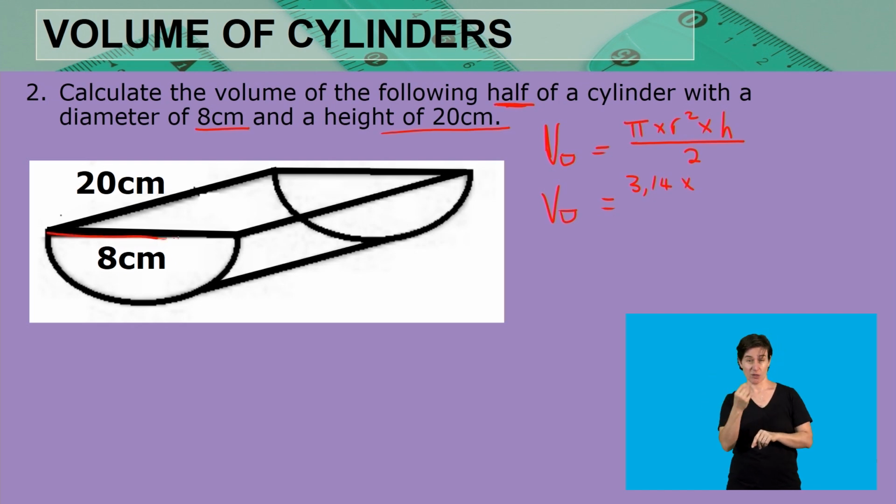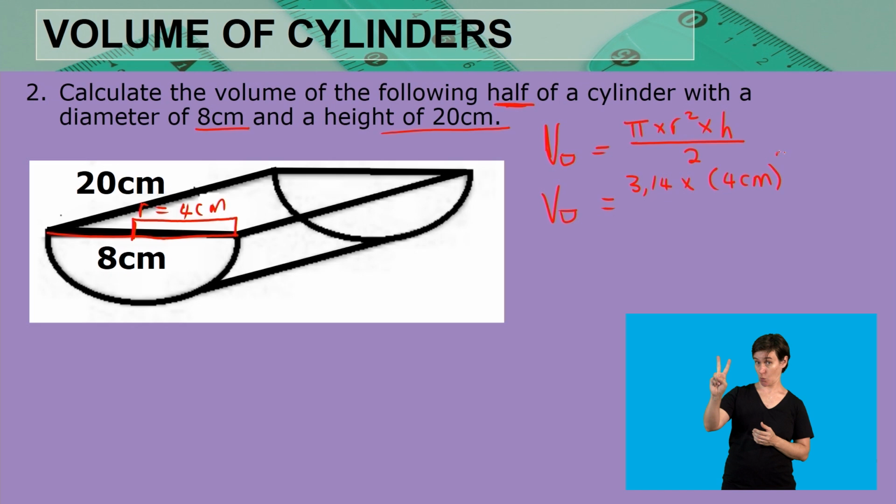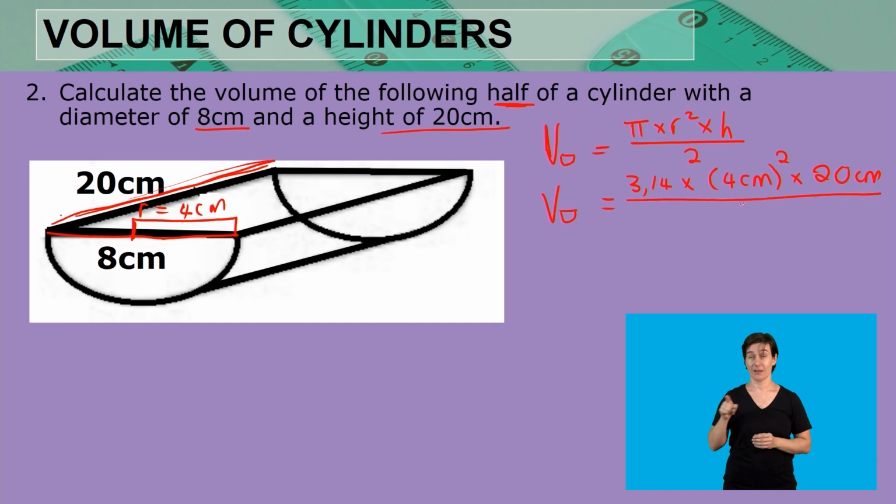Now, in our question, we have been given the diameter, and as we know, the radius is half of the diameter. So if that diameter there is 8 centimeters, which means the radius will be 4 centimeters. So that's the value that we are going to use in our formula, and that is the 4 centimeters, and we are going to square that. And on top of that, of course, we are going to multiply with our height, and the height for this cylinder is our 20 centimeters. And all of this is going to be divided by 2.